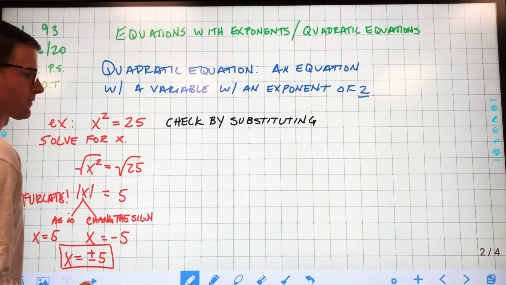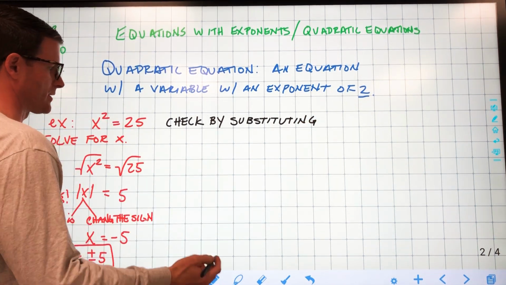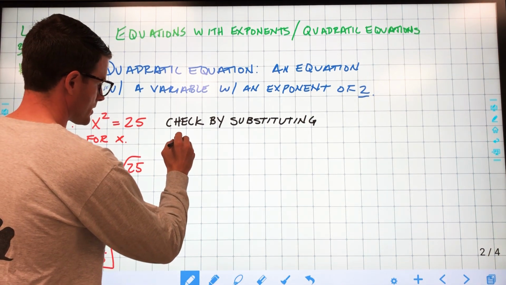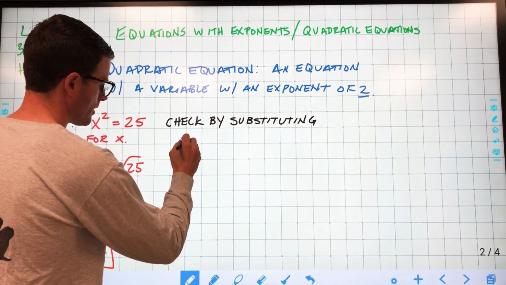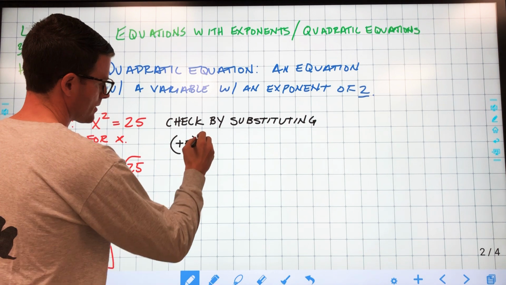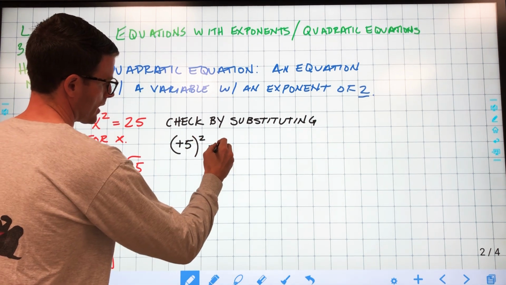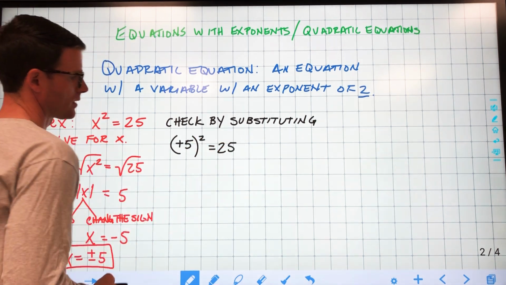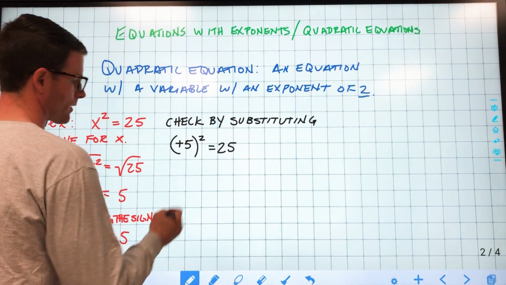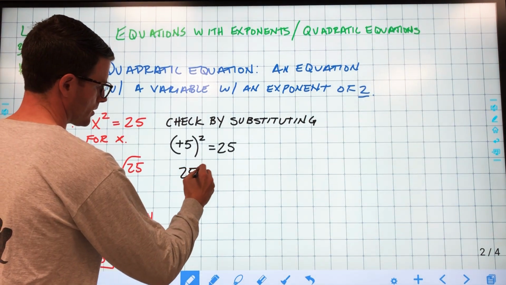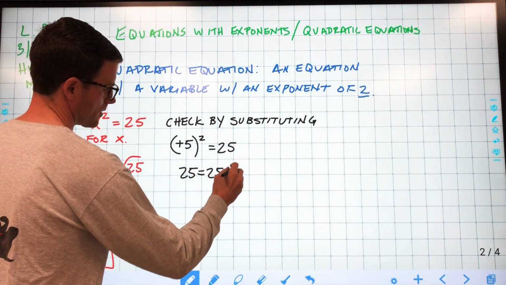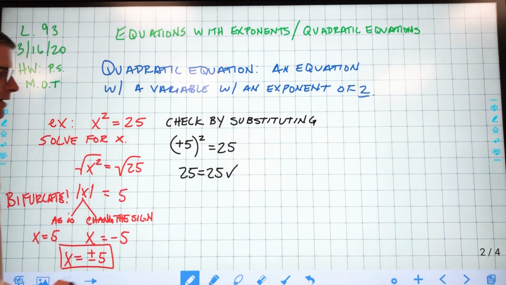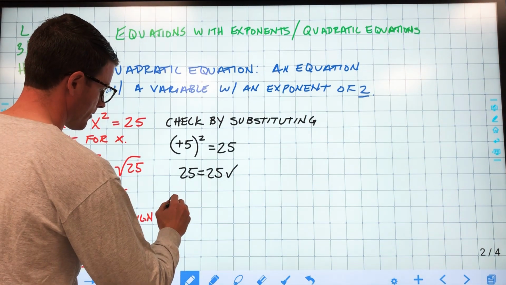All right, so let's first take our first answer, +5, and plug it in. So I'm going to substitute +5 in for x and see if this is true. So is +5 squared equal to 25? That is true. So that works.